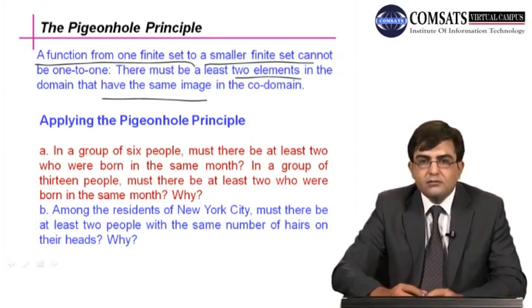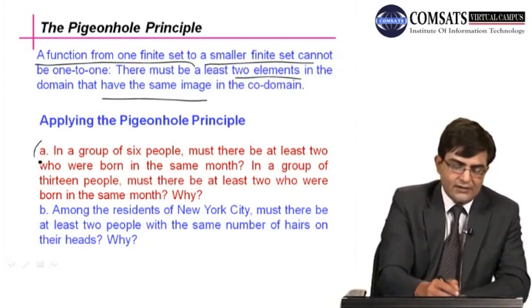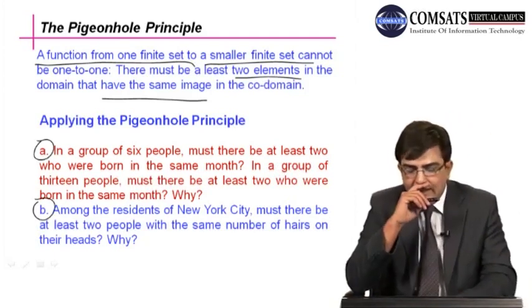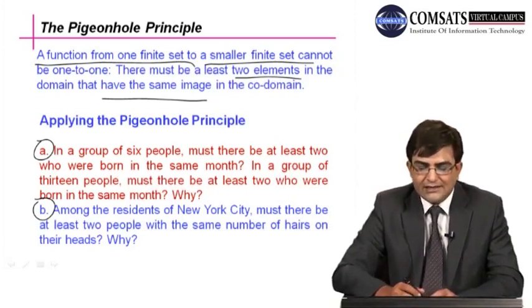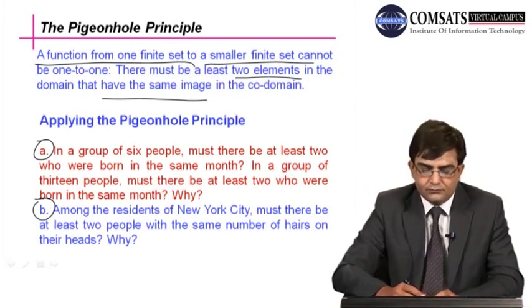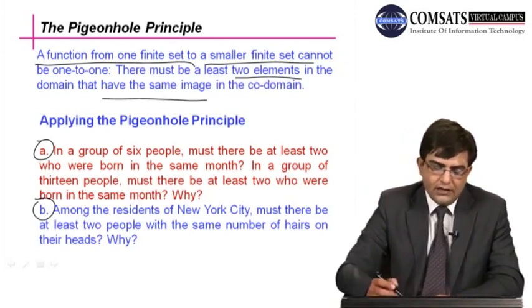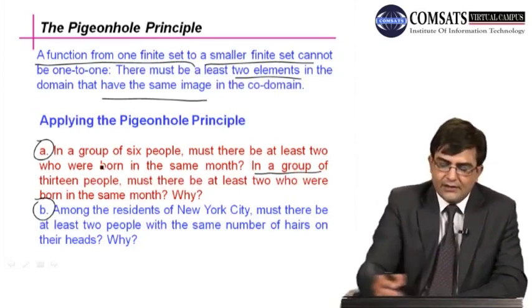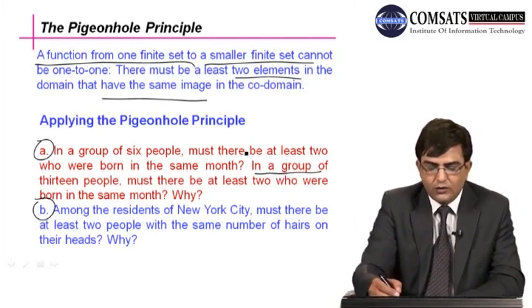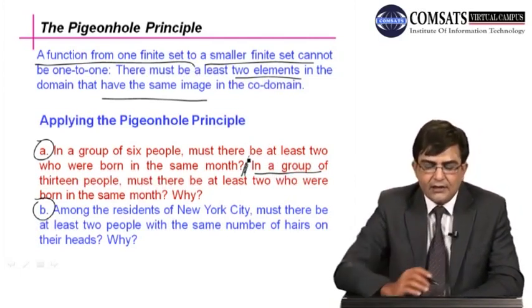Now, how do we apply the pigeonhole principle? We take an example of the pigeonhole principle in which we have 2 parts, A part and B part. In A part, it says that in a group of 6 people, must there be at least 2 who were born in the same month? We stay here until the first part.